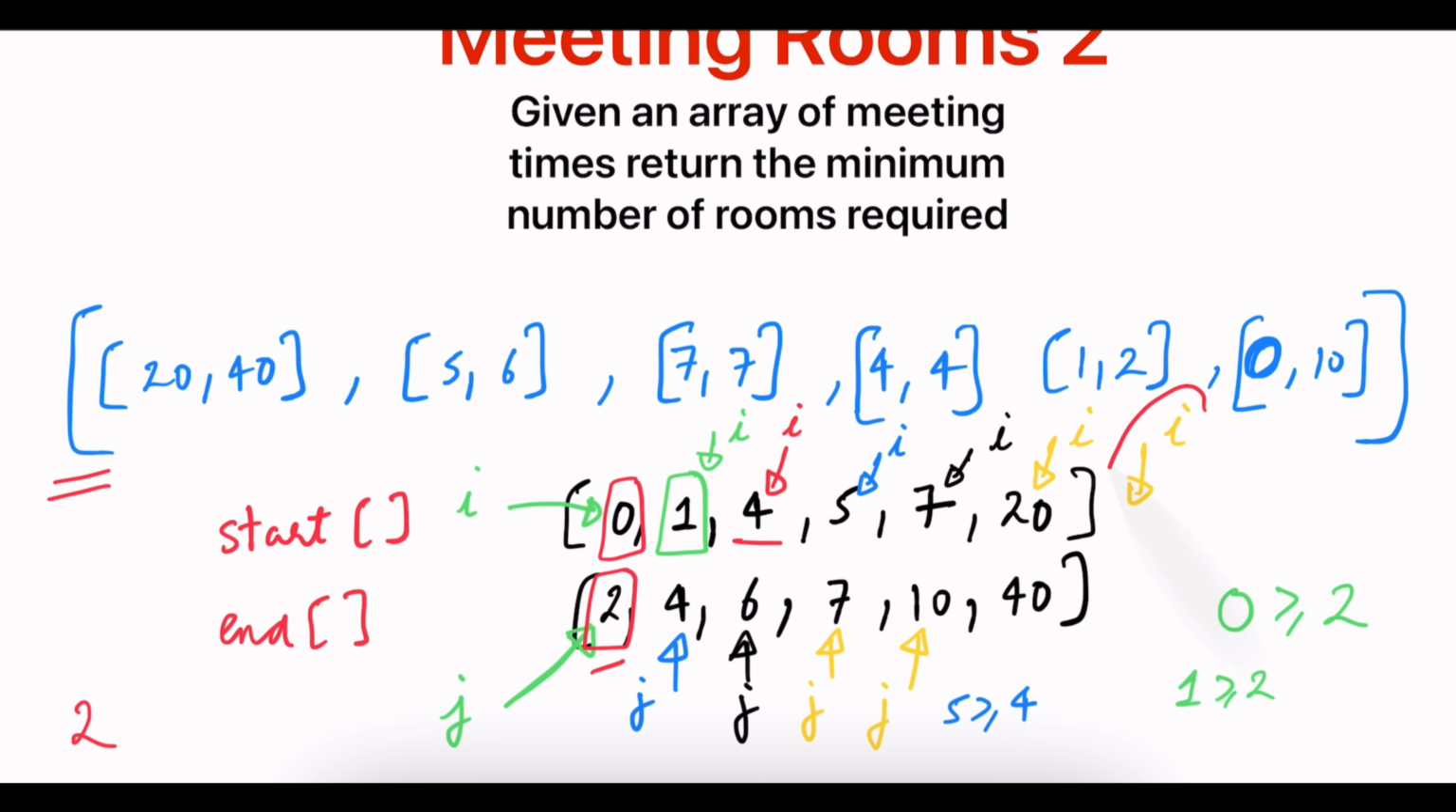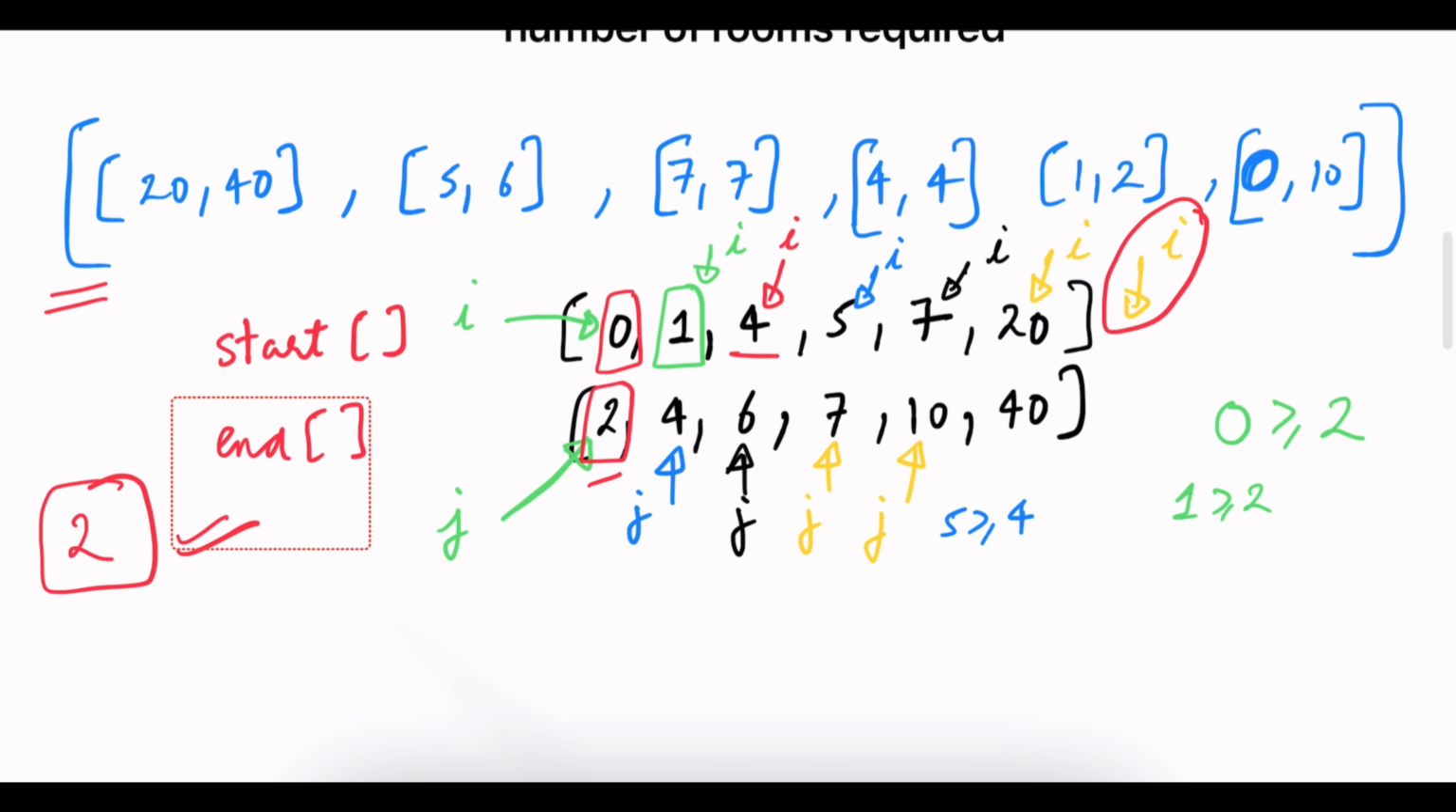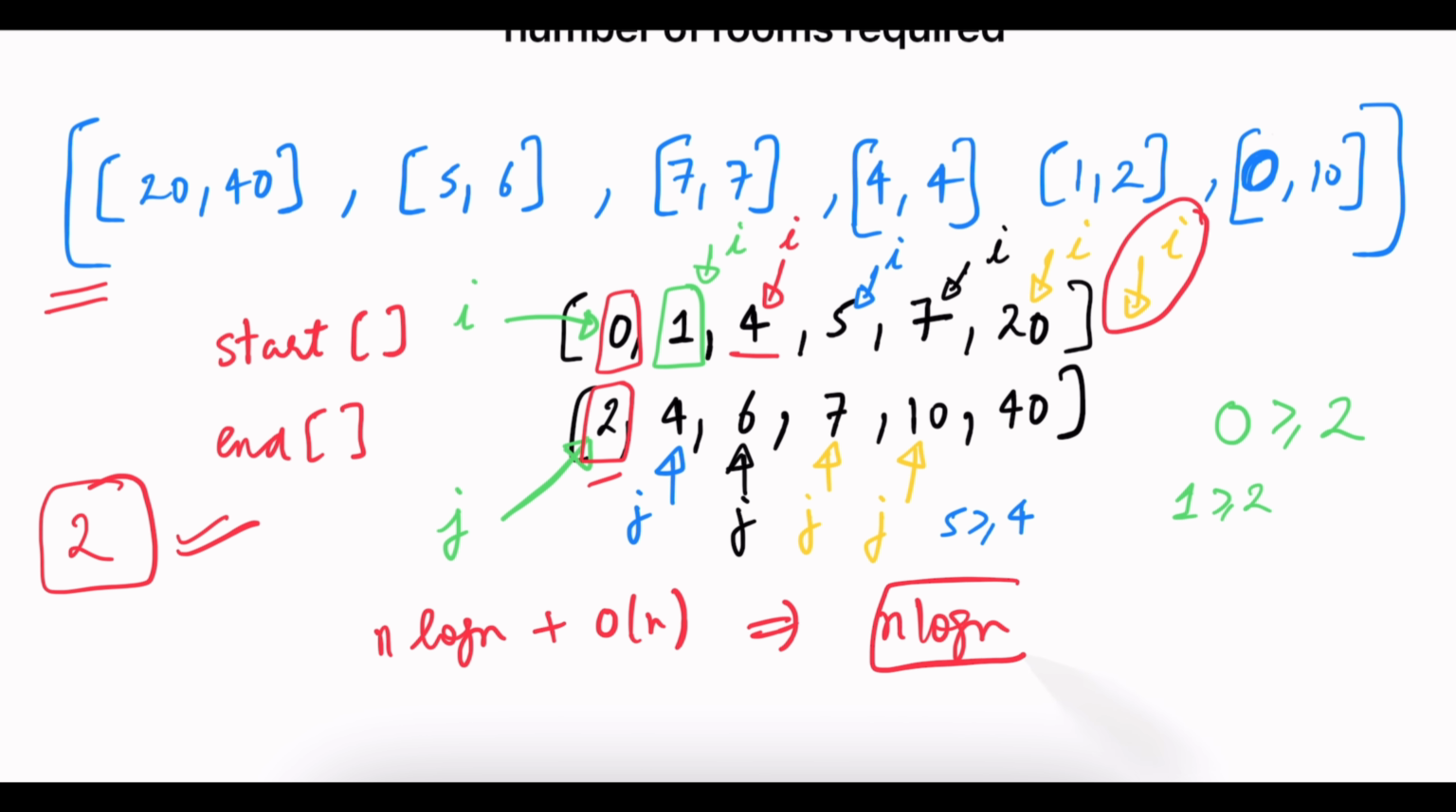and now i has crossed the bounds. So once i has crossed the bounds, we can simply return the number of rooms, and this is going to be the minimum number of rooms required, which is equal to 2. So using this approach, we can solve this problem in n log n time plus O of n iteration. So overall it's going to be n log n.